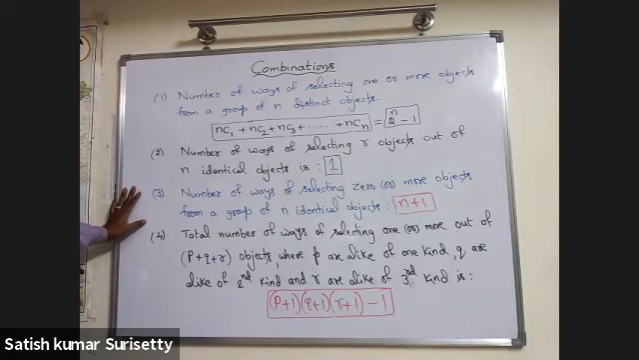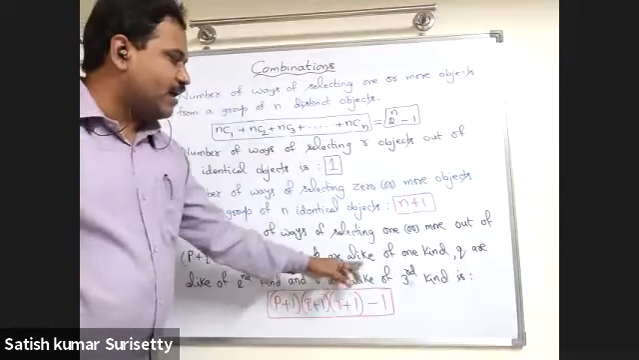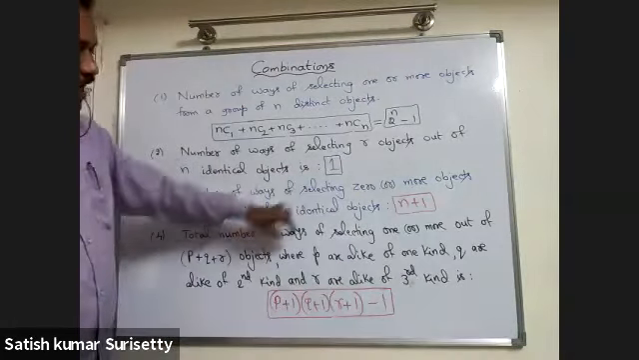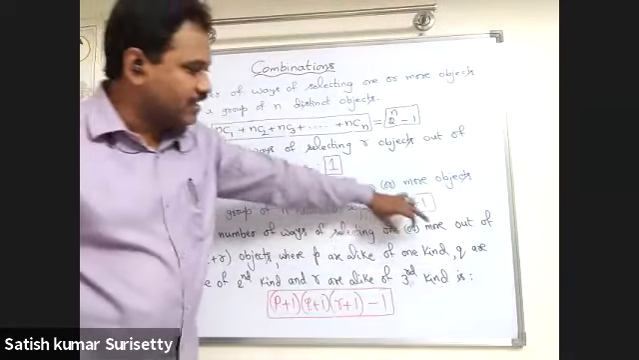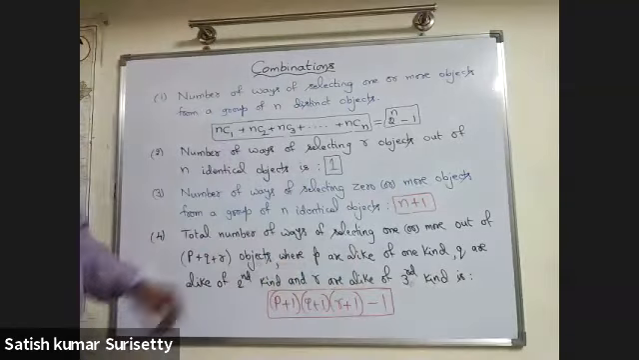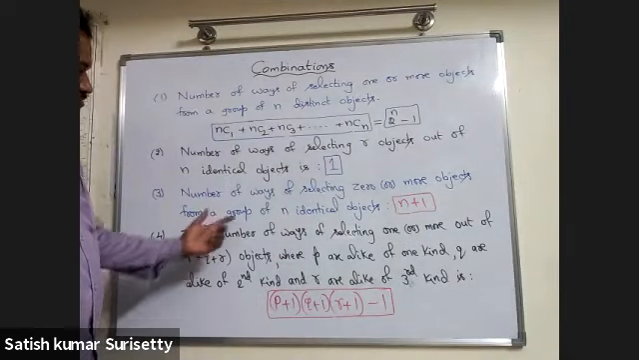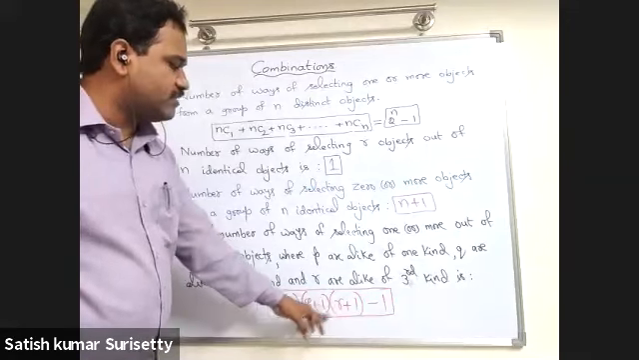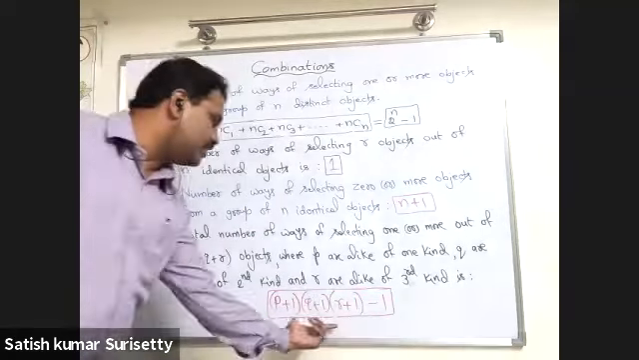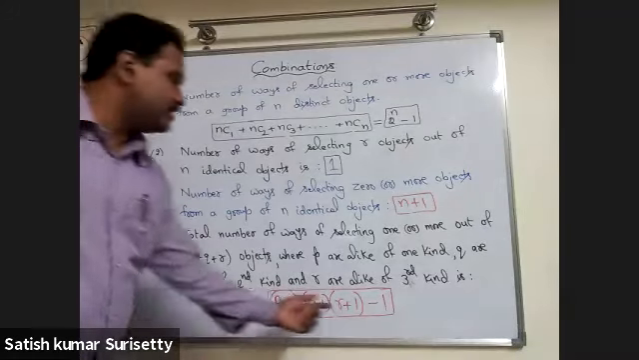Fourth, total number of ways of selecting one or more out of p plus q plus r objects, where p are alike of one kind, q are alike of second kind, and r are alike of third kind. That means here p objects are identical, you can think of them as bananas, q are apples, and r objects are oranges, but they are identical. Now we need to choose one or more. That means (p plus 1) into (q plus 1) into (r plus 1) minus 1. Now this minus 1 corresponds to the only one possibility where no object of p, no object of q, no object of r is selected. That's why you have to subtract 1.